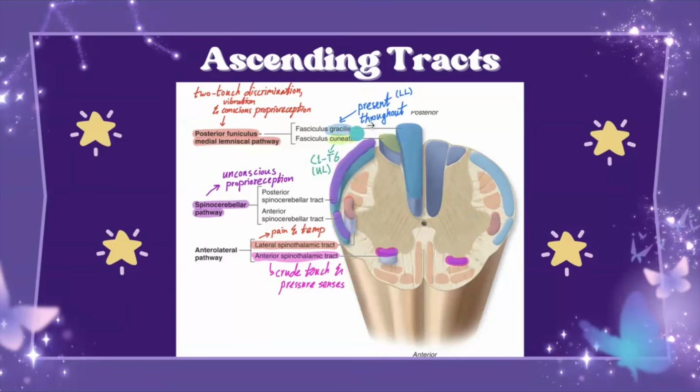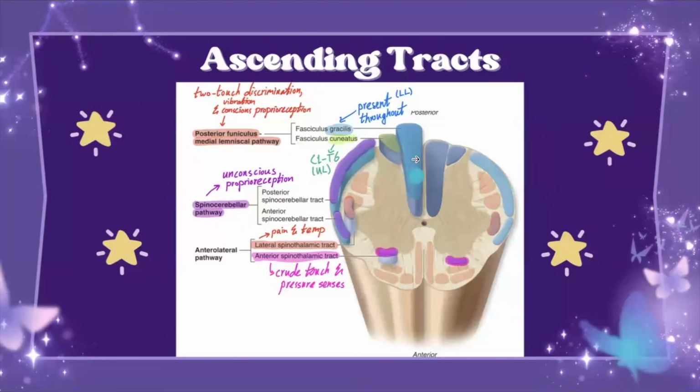All right, so we will start with the dorsal columns. Bismillah. For the dorsal columns, we have two: the fasciculus gracilis and the fasciculus cuneatus. The dorsal columns are responsible for two-point touch discrimination, vibration, and conscious proprioception. We will start with fasciculus gracilis, okay?